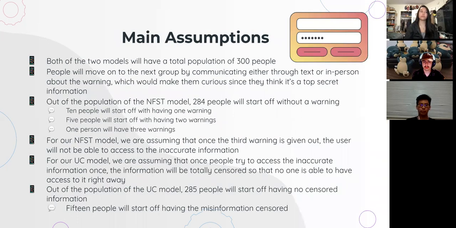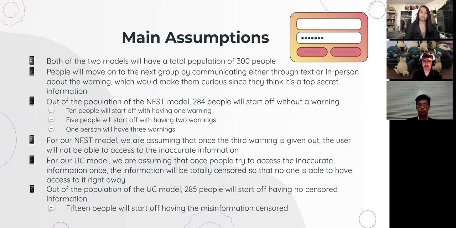For our main assumptions for both of the SIR models, we'll have a total population of 300 people. People will move on to the next group by communicating either in text or in person. Out of the population of the NFST, 284 will start off with 0 warnings, 10 people will start off with 1 warning, 5 people will start off with 2 warnings, and 1 person will have 3 warnings. For our NFST model, we are assuming that once the third warning has been given out, the user will not be able to access the inaccurate information.